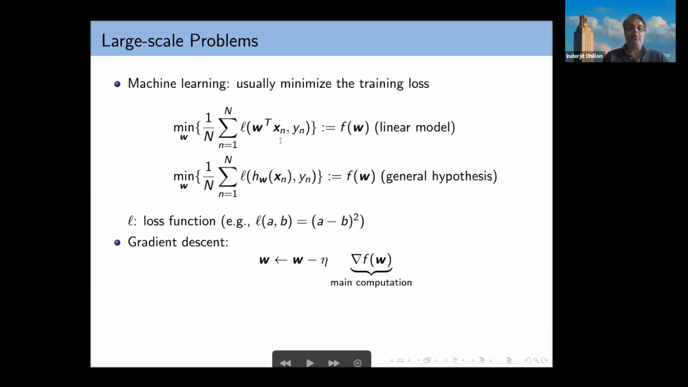So you can have either a linear model over here, W transpose X, or you can have a more general, potentially nonlinear hypothesis H, which is a function of the parameter W, the model that you want to find. For example, in regression, we've seen that the loss function that we use is squared loss, and in various other cases you can have different kinds of losses depending upon things like KL divergence, relative entropy, or cross entropy.